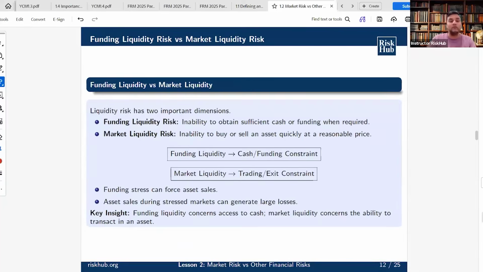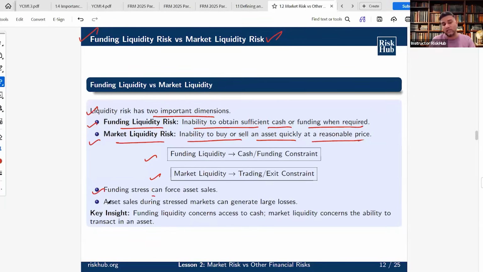Then we go to slide number 12, which is funding liquidity risk versus market liquidity risk. Liquidity risk has two important dimensions: funding liquidity risk, which is the inability to obtain sufficient cash or funding when required, and market liquidity risk, the inability to buy or sell an asset quickly at a reasonable price. Funding liquidity implies a cash funding constraint; market liquidity, a trading or exit constraint.